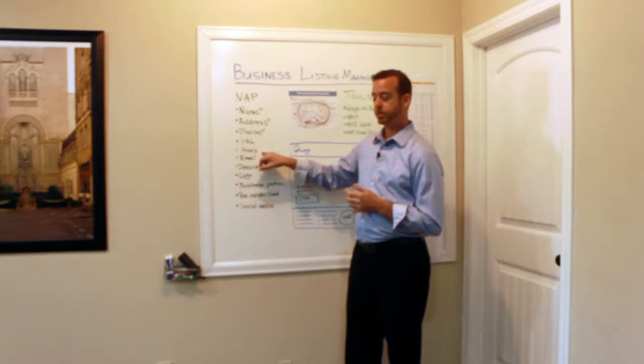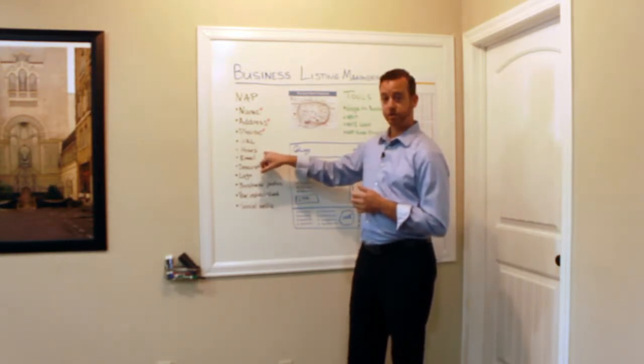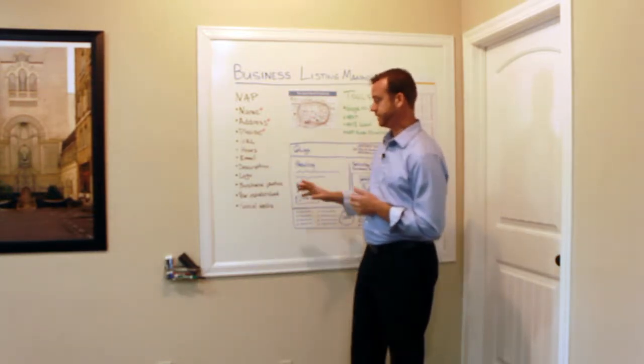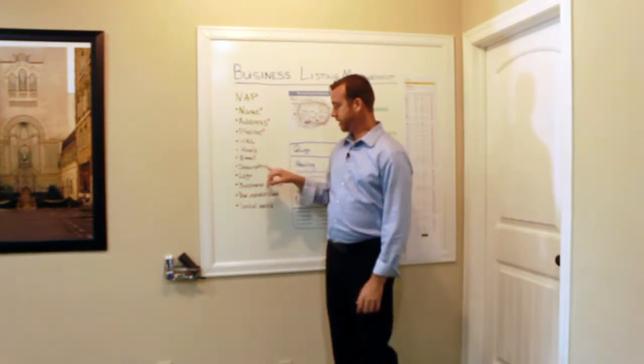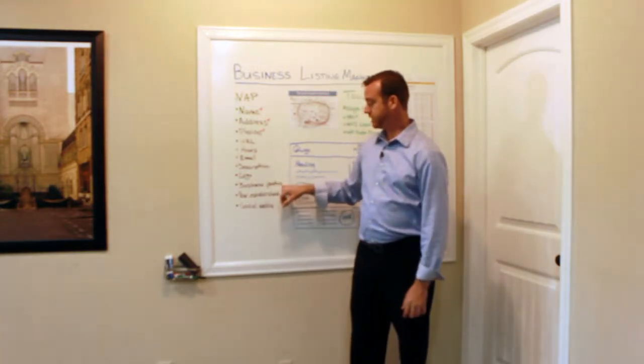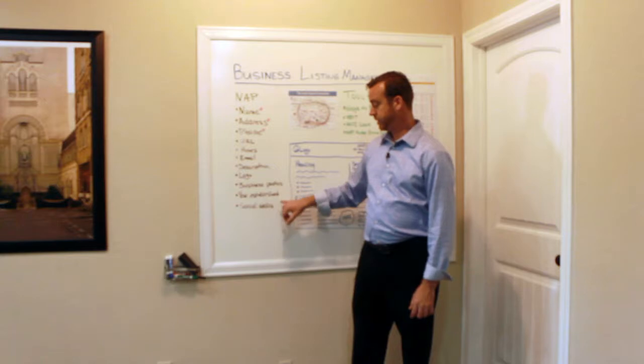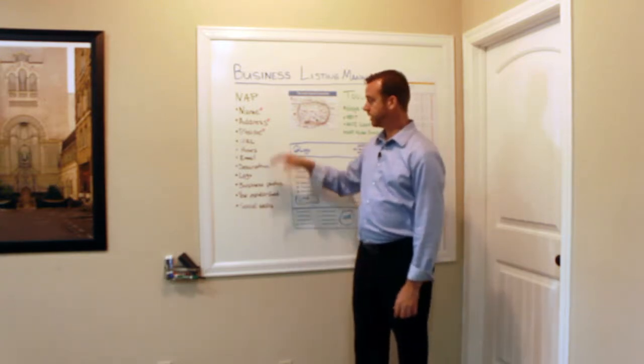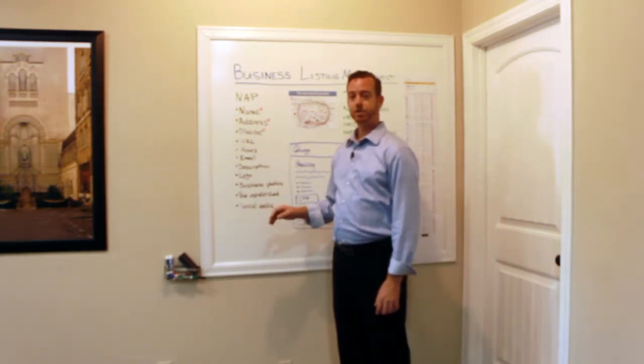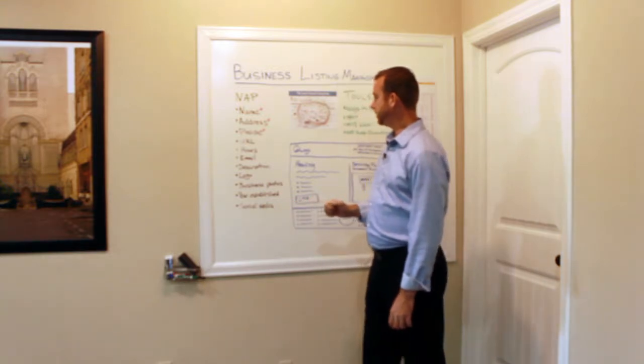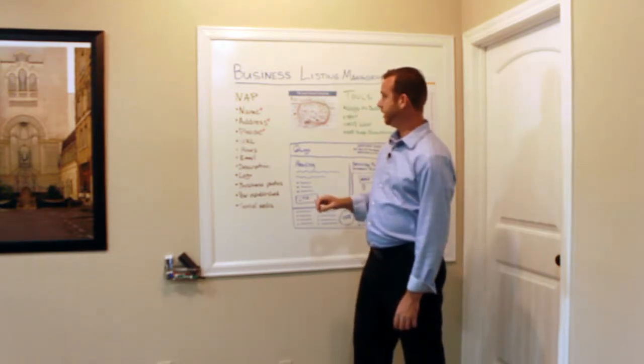You want to make sure that's accurately updated, not just in Google but across all the directories. You got email, description of your business, your logo, business photos, year established, your social media links. So you want to complete your profiles as much as possible. Give Google all the information you possibly can.